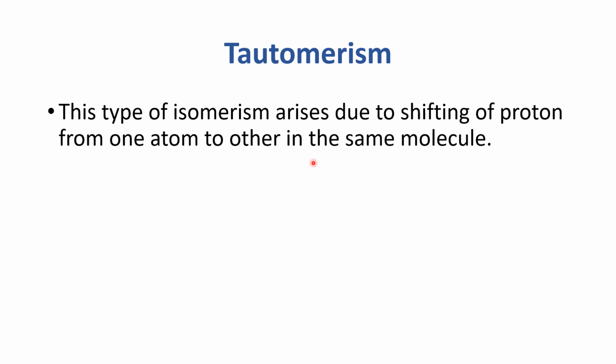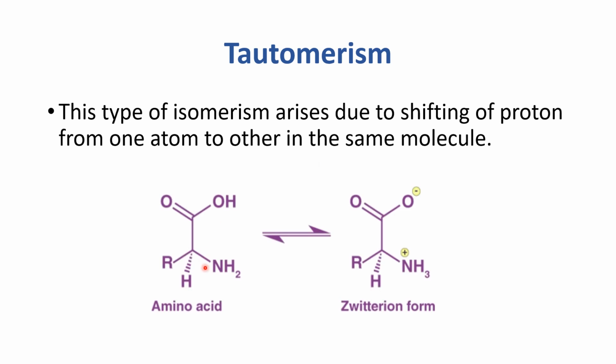Tautomerism. This type of isomerism arises due to shifting of proton from one atom to other in the same molecule. अमाइनो एसिड में we have NH2 and OH. जब ये जो अल्कोहल का OH जो है ये NH2 के साथ अटैच हो जाएगा, it will form zwitter ion. So एक ही मॉलिक्यूल में प्रोटॉन की शिफ्टिंग की वजह से जो आइसोमेरिज्म अराइज होती है या एग्जिबिट होती है, that is known as tautomerism.